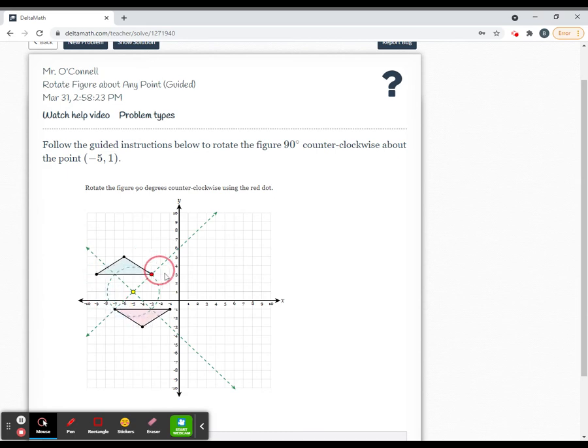Clockwise is the direction a clock goes, like this. Counterclockwise is just the opposite way a clock goes, like that. And it says 90 degrees counterclockwise, so we're going to just move it 90 degrees counterclockwise. If we want to do 180, we would have done it here. 270, we would have done it here, right?